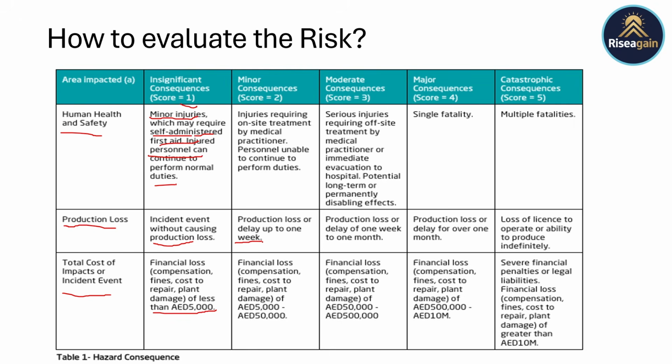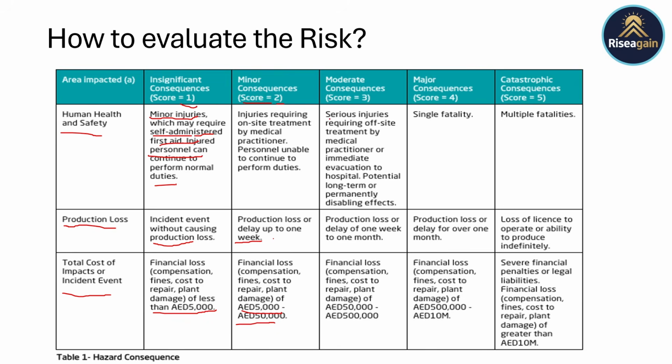But again, it depends on the organizations, because so many companies, they cannot even tolerate for 1 day or 2 days. So they have to define their own metrics for the consequences. And if financial, that is from 5,000 to 50,000, then it should be considered as a consequences score 2. Again, they have to decide that how much they can tolerate.